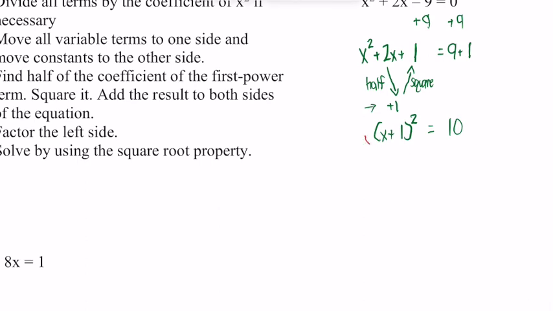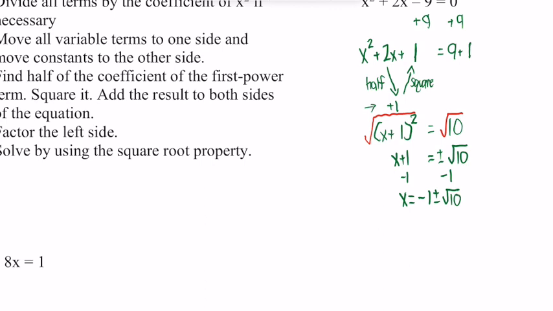We take the square root of both sides. When we do that, we put a plus or minus in front of the right side. The square root of x plus 1 squared is just x plus 1. We can't simplify the square root of 10, so we leave it as the square root of 10. To get the x by itself, we subtract 1 from both sides. Those are not like terms on the right side, so we don't really need to split it up. And we would have x equals negative 1 plus or minus the square root of 10.